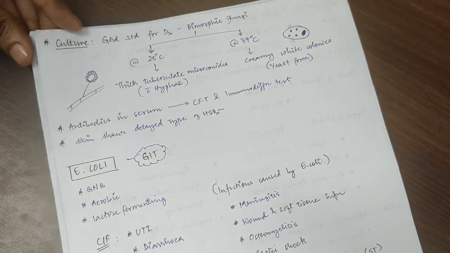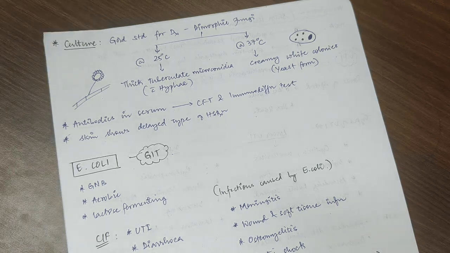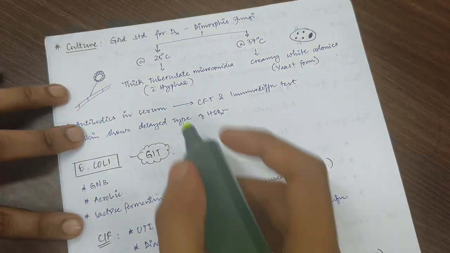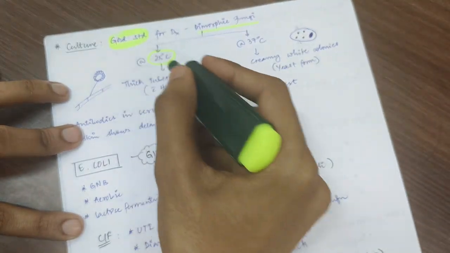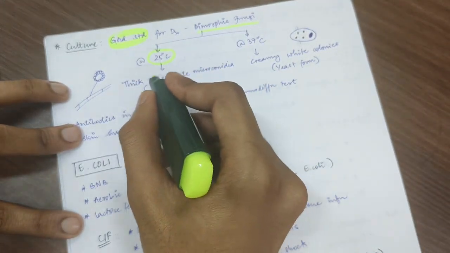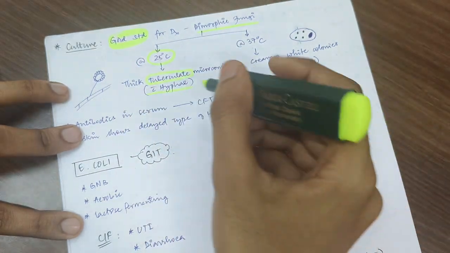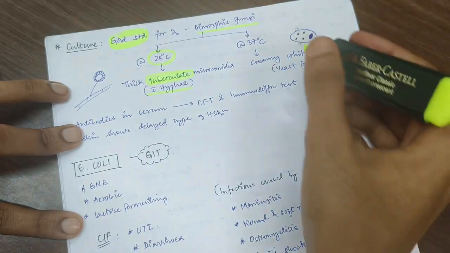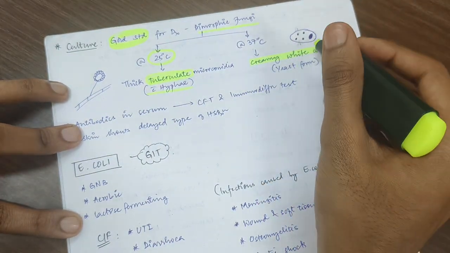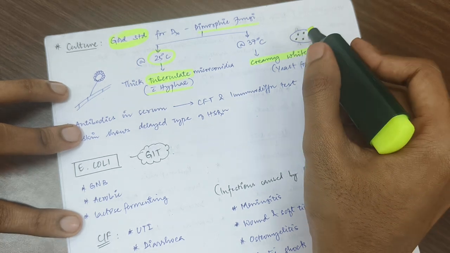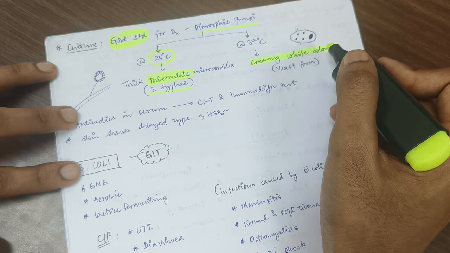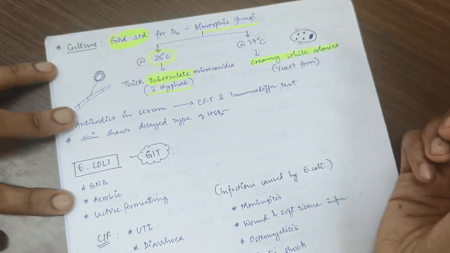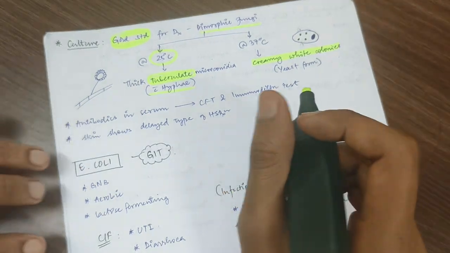So next, coming to the culture of these things, the gold standard: dimorphic fungi at 25 degrees. You are going to see septate hyphal forms with tuberculate microconidia, and creamy white colonies, that is the yeast form. You are going to see intracellular yeast forms. I told you, it is the only intracellular fungi.